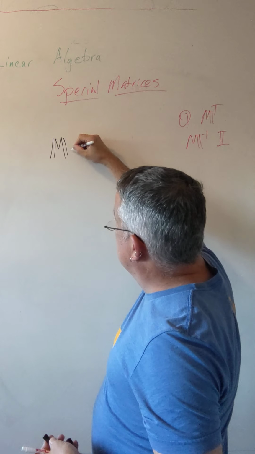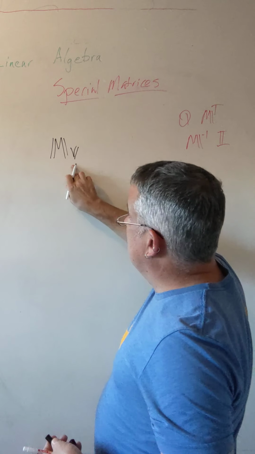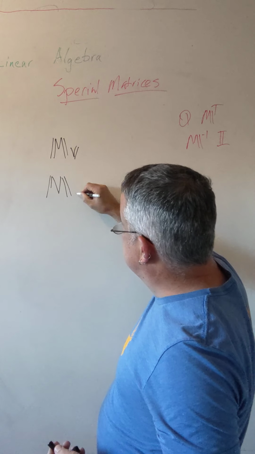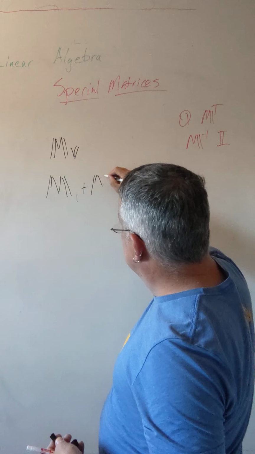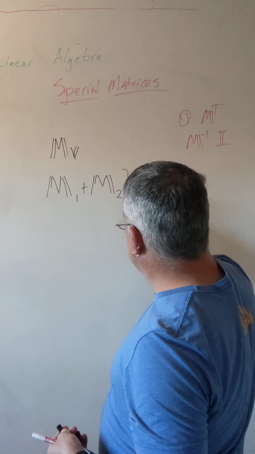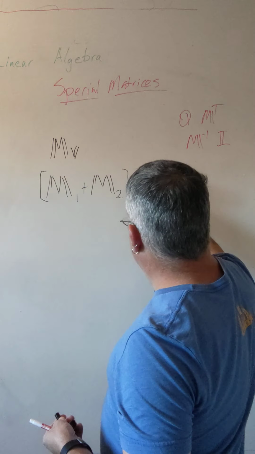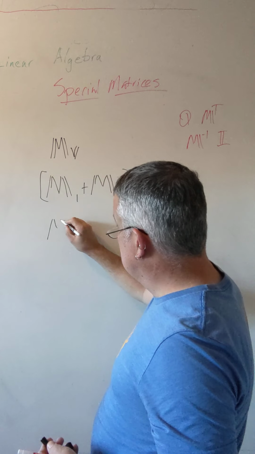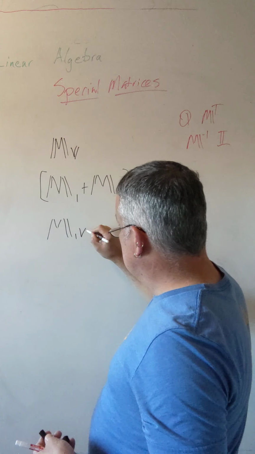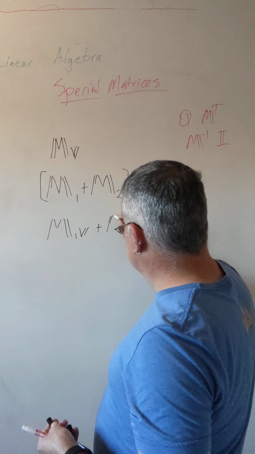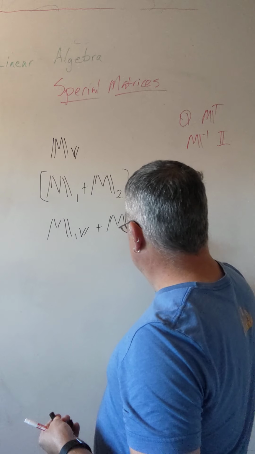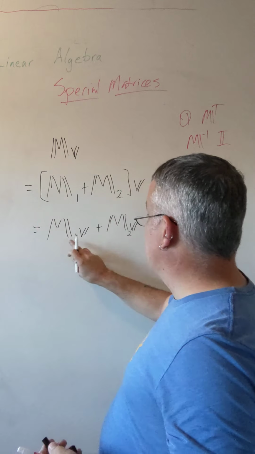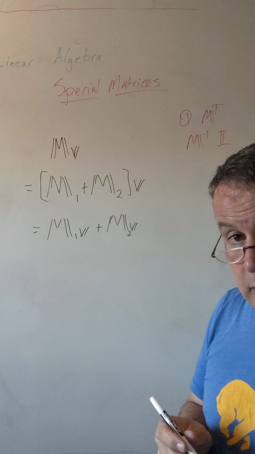So M times v, and I could have broken M down into two different matrices, suppose that was convenient. And both of those would act on v. And because this is a linear operation, I actually know that that's equal to both of them acting on the vector separately.